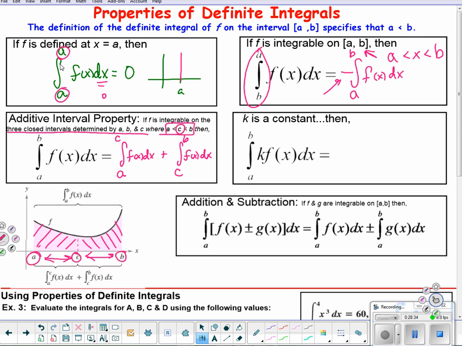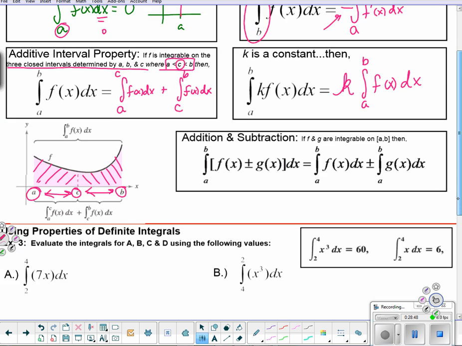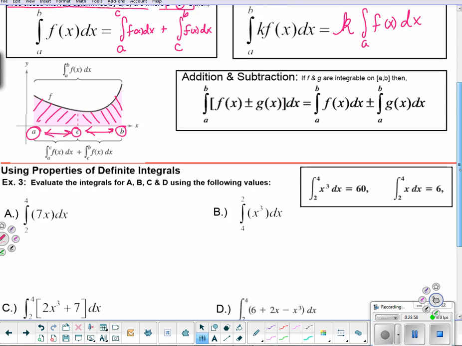If k is a constant, then I can pull k out front. I think we've done this already with just indefinite integrals. So k can be pulled out front. Addition and subtraction, we utilized that in that last exercise that we did.